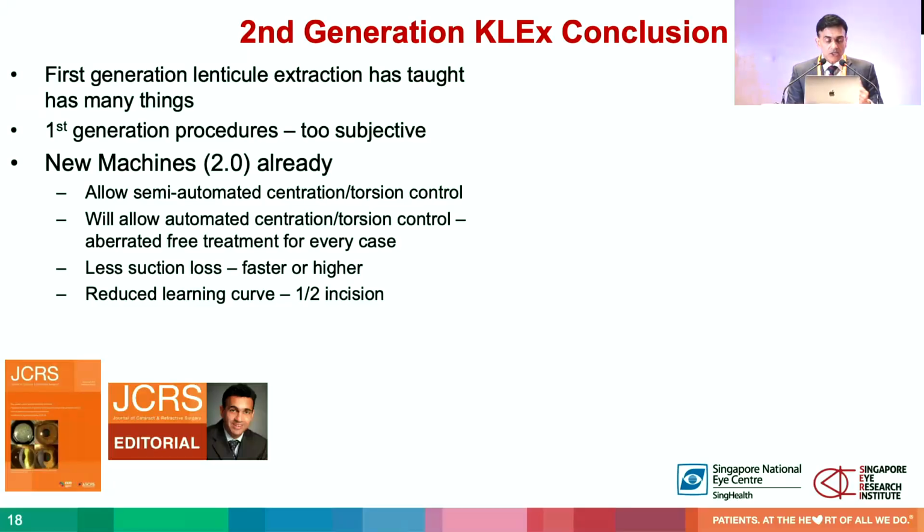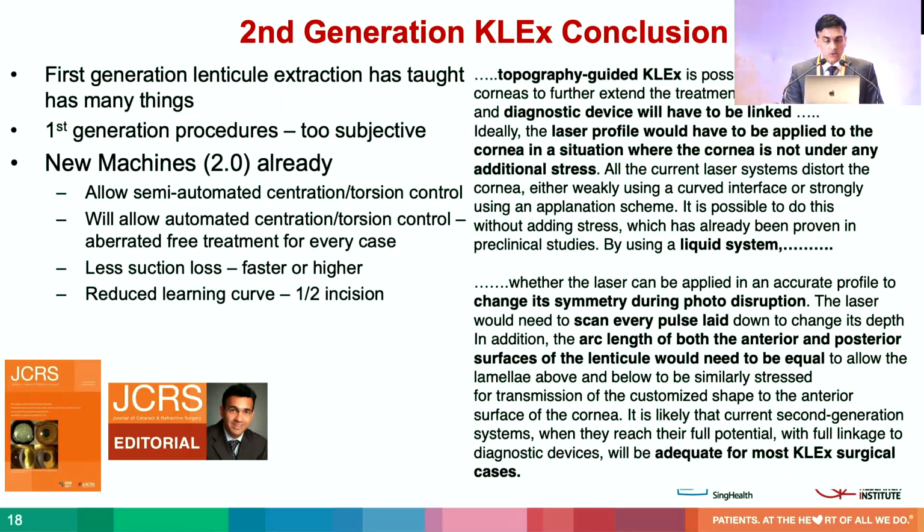well, I think that for most of the procedures that we need to do, most of the second generation will do fully automated control once we have all the links in place. Obviously, we'll see suction loss rates going down, either with the faster lasers or higher levels of suction. I think it will reduce the learning curve, and we'll see that 10 million jumping up to probably 20 million in a shortened time period itself.